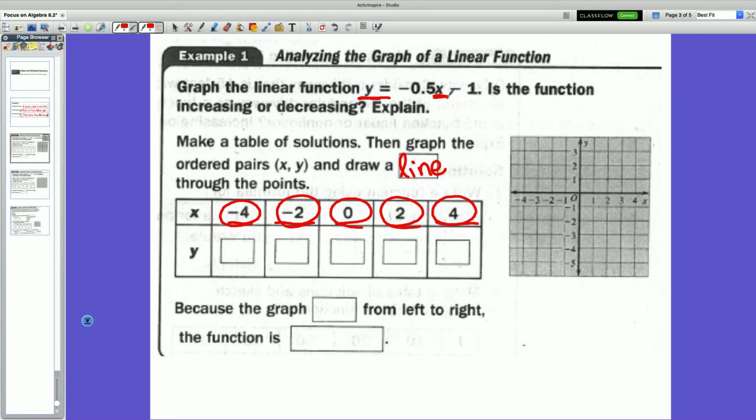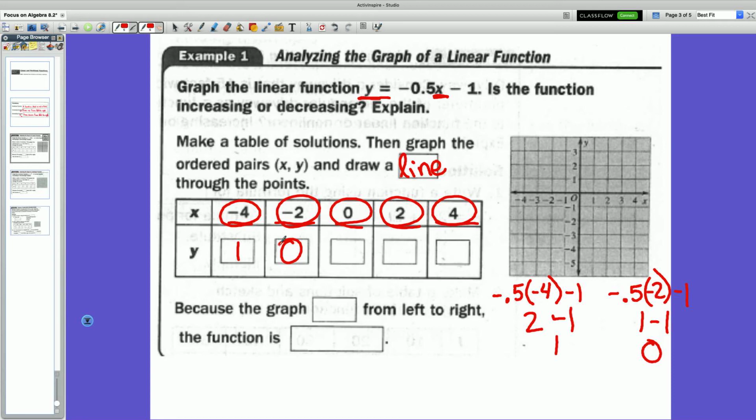So plugging these numbers in, I would have negative 0.5 x, the first x it gives me is negative 4, minus 1. Now, negative 0.5 times negative 4 is positive 2. Minus 1 would be 1. Okay? Negative 0.5, x is negative 2 now, minus 1. Well, negative 0.5 times negative 2 would be positive 1 minus 1. 1 minus 1 is 0. So I'd have negative 2, 0.